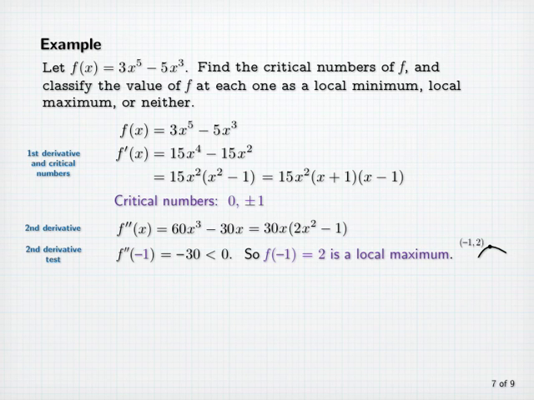Now let's look at the critical number 1. f" of 1 is 30, and since that's positive, we conclude that f of 1, which is -2, is a local minimum value.